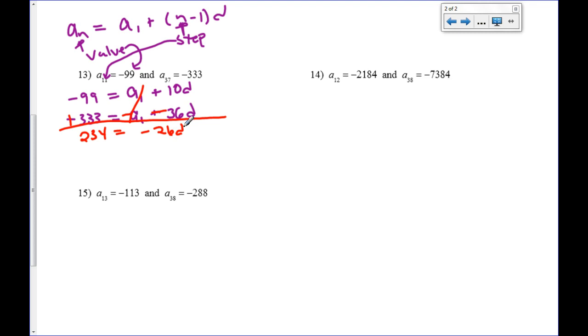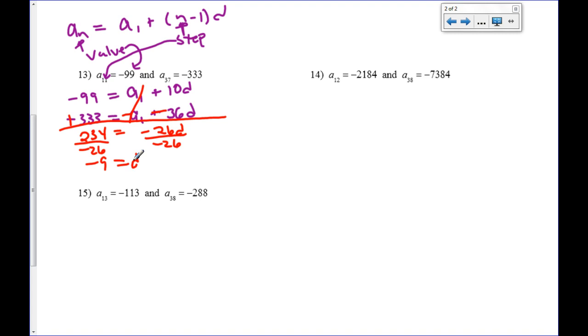Okay. So 234 divided by 26. Wait, do you mean the other way around? No. 234 divided by negative 26. We're going to get rid of it. Oh, it's -9. Negative 9 is our D. All right. Now we know our D.